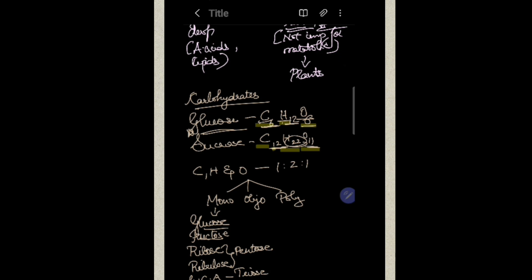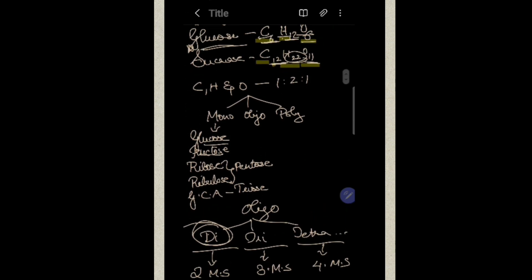Now carbohydrates are the first biomolecule which we studied. There are different types: monosaccharide, oligosaccharide, and polysaccharide. Mono means only, they cannot be hydrolyzed further. Oligo means they can be hydrolyzed. Oligosaccharides are also differentiated into 3 categories: disaccharide, trisaccharide, tetrasaccharide. When disaccharides are hydrolyzed, you get 2 units of monosaccharides.